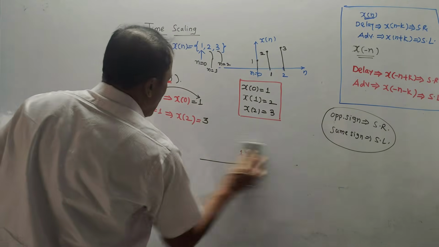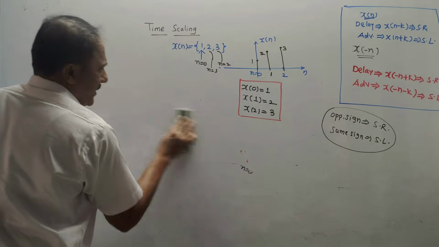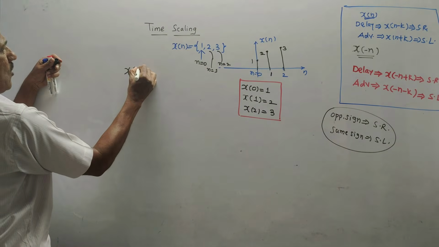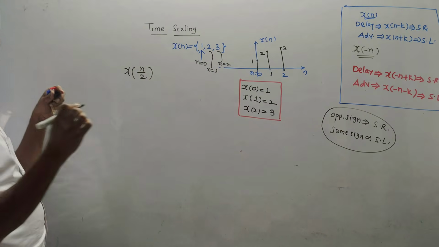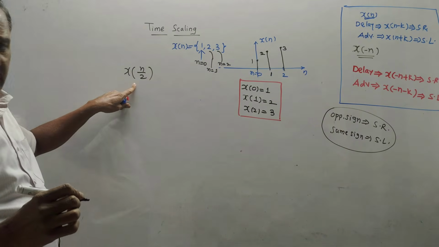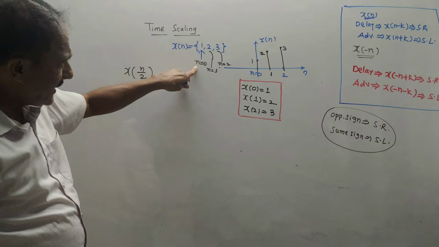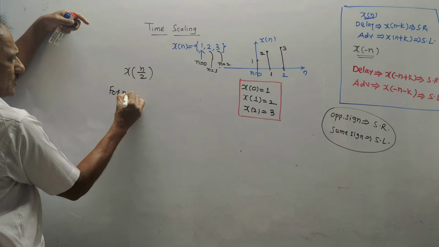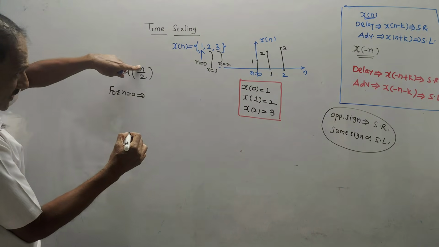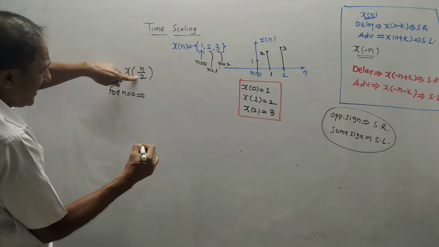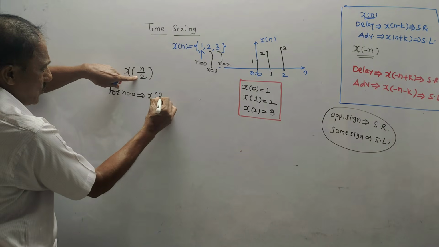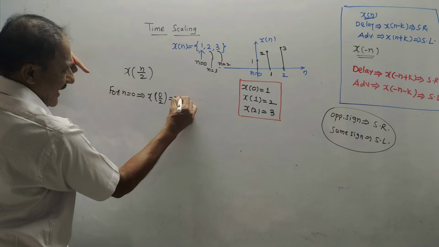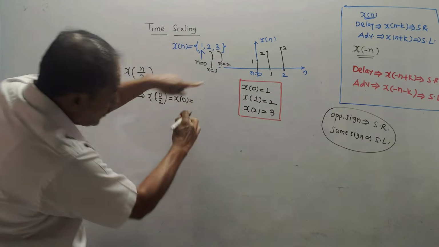Same way, suppose I want to perform the new operation. Let us say I want to perform x of n by 2. Now, how to do it? Like the previous case, the starting value is n equals 0. So first I will put n equals 0 in this given equation. The equation is n by 2, so it becomes x of 0 by 2. 0 by 2 is 0, so it gives me x of 0. The value of x of 0 is 1.